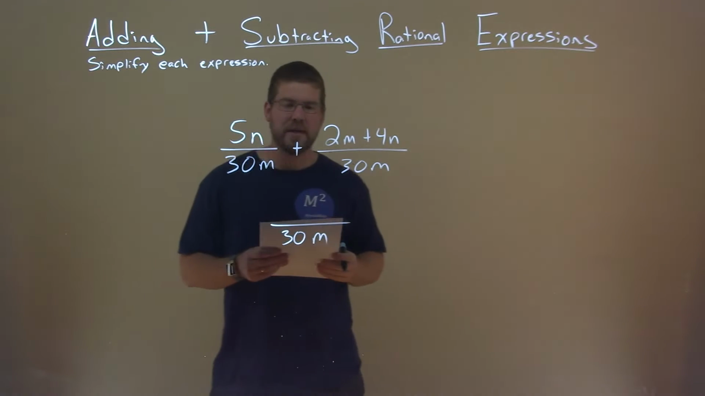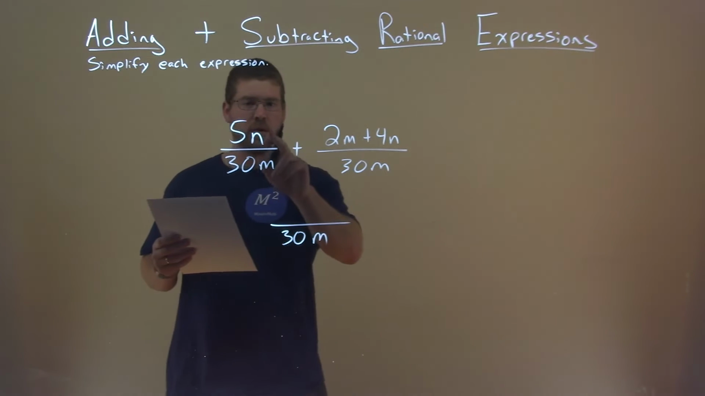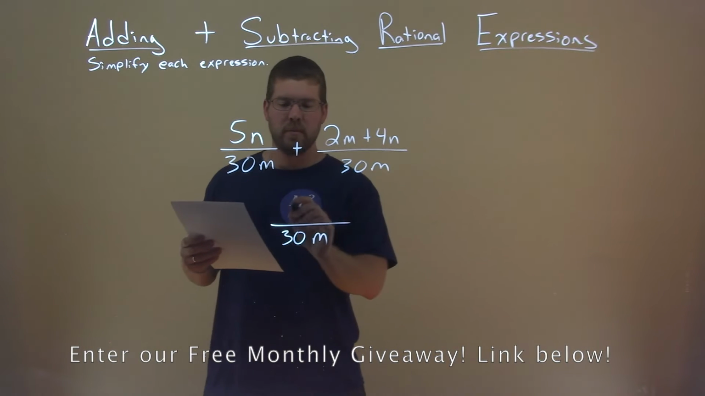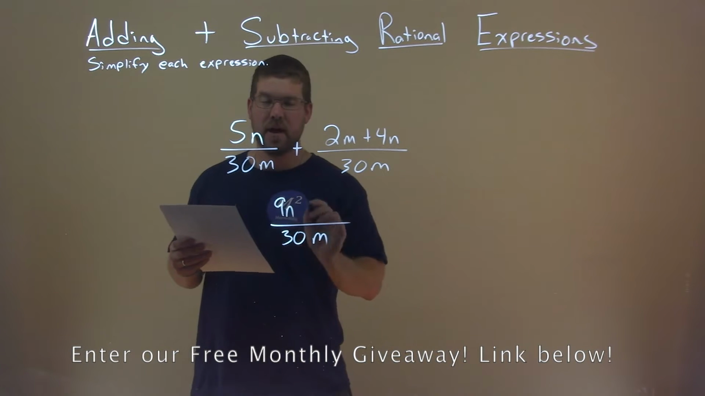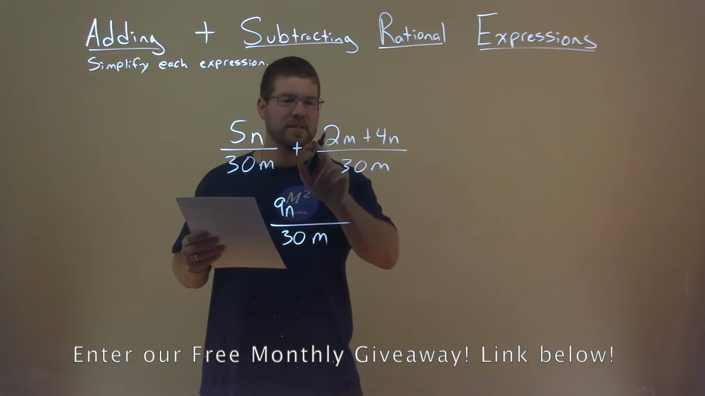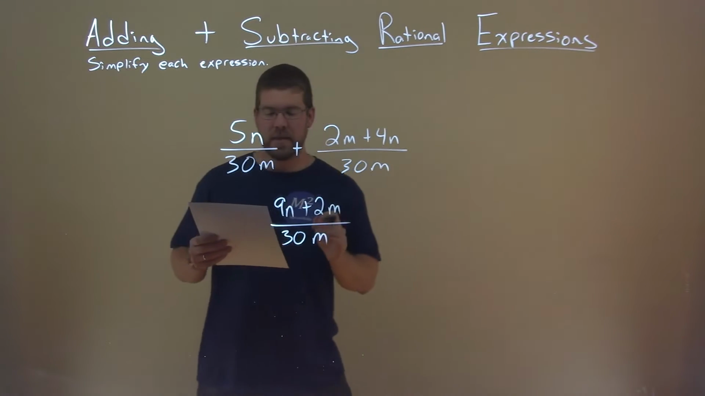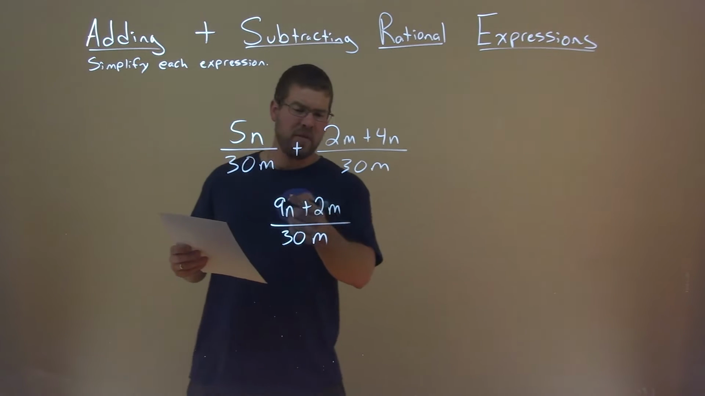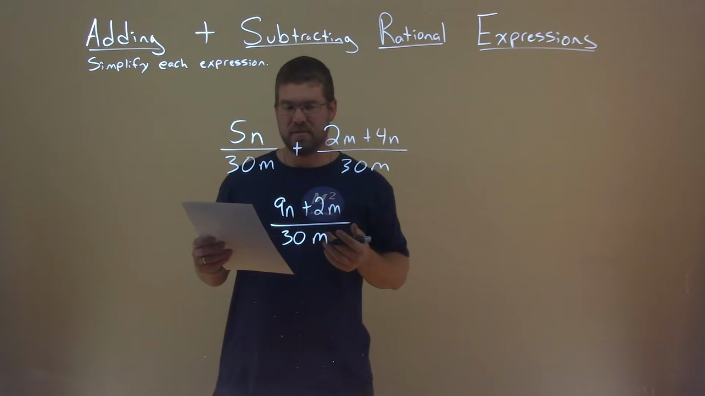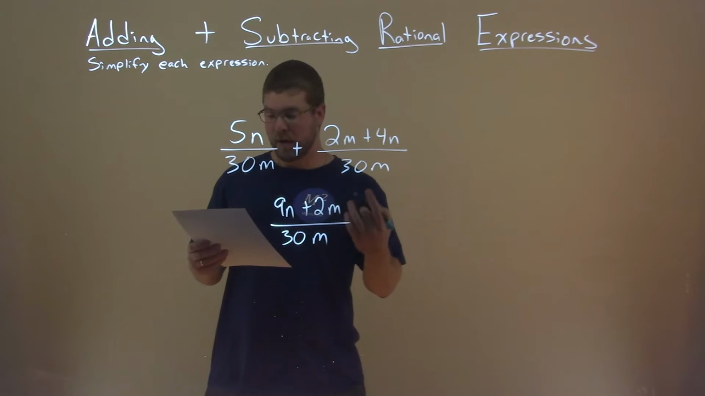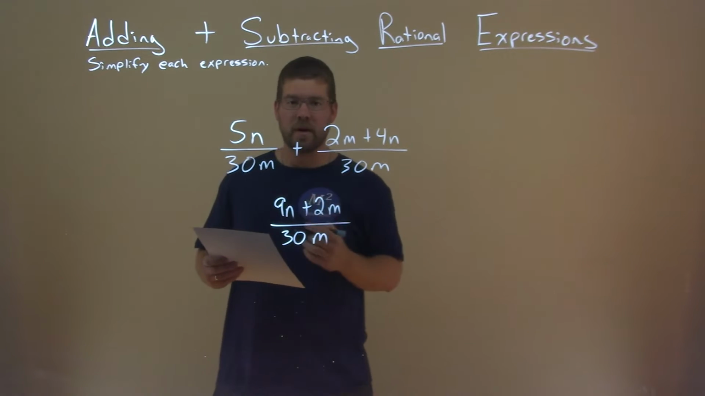Now we have to add our like terms in the numerator. We have 5n and a 4n. Adding those together becomes a 9n. Then we just have 2m left over. Now, there's nothing else that we can simplify here, so we're done. 9n plus 2m divided by 30m is our final answer.